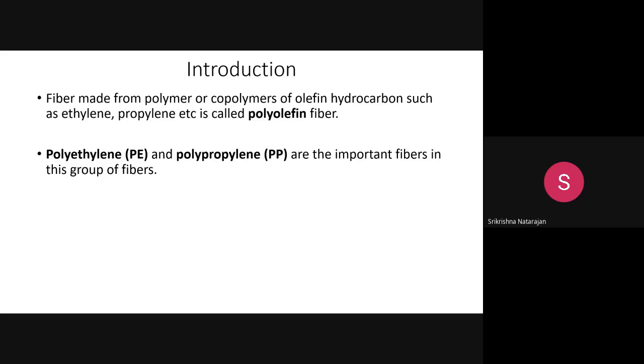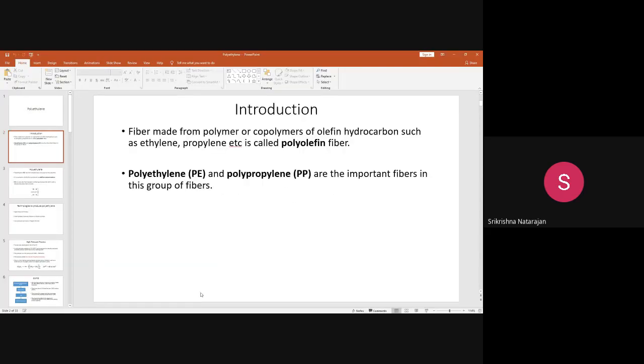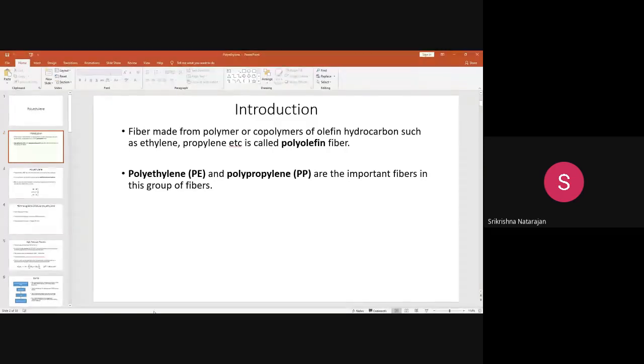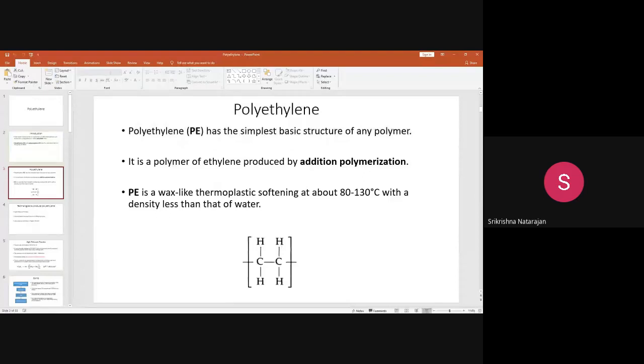So if you do the polymerization of olefin hydrocarbon, it will become polyolefin. Under this polyolefin, there are two categories. These are the two important fibers. The names are polyethylene and polypropylene. Among these two, we will be discussing polyethylene today. So we will now go for the further discussion about polyethylene.